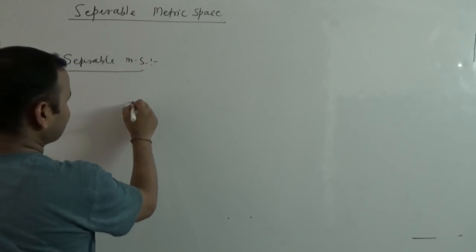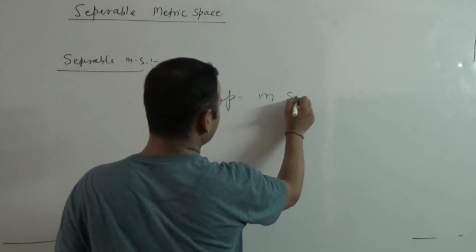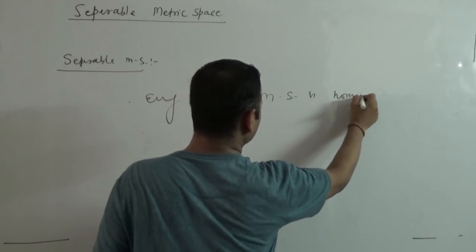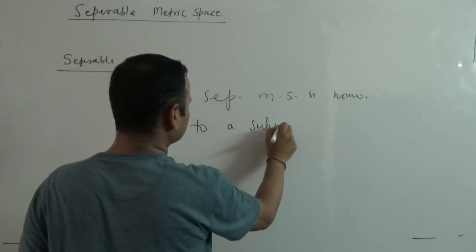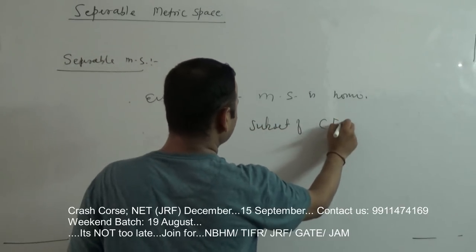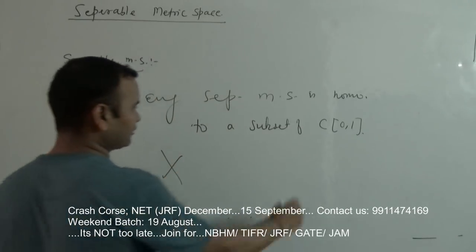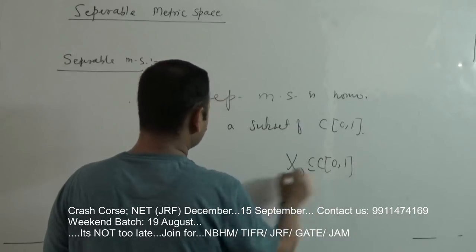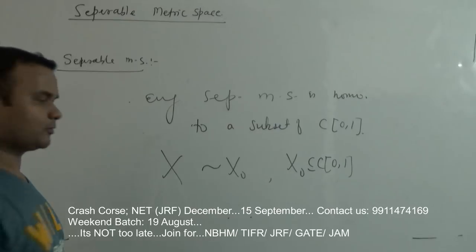Every separable metric space is homeomorphic to a subset of c0. ठीक है ना? तो कोई भी आप सेपरेबल मैट्रिक स्पेस देते हो, आई एम एबल टू फाइंड अ सबसेट ऑफ c0 सच दैट X इज होमोमॉर्फिक टू दिस.